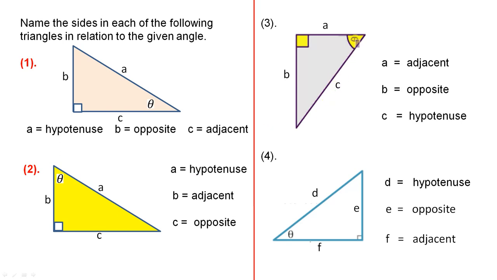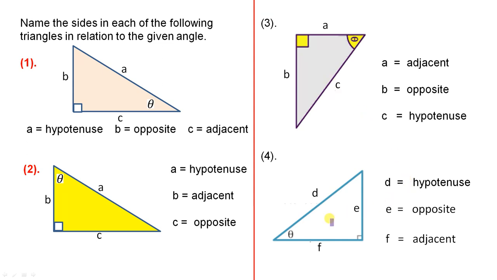Number three, we have theta, and here we have A, B, C. A is the adjacent because it is next to the angle. B is the opposite because it's opposite the angle. C is the hypotenuse because it's opposite to the right angle.